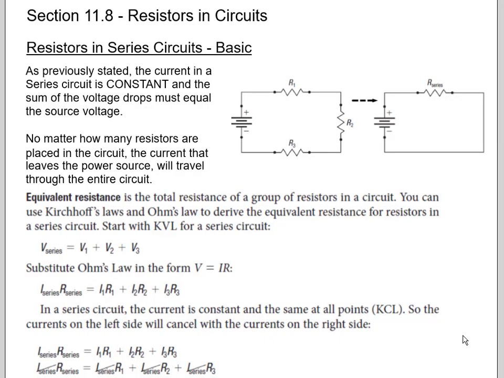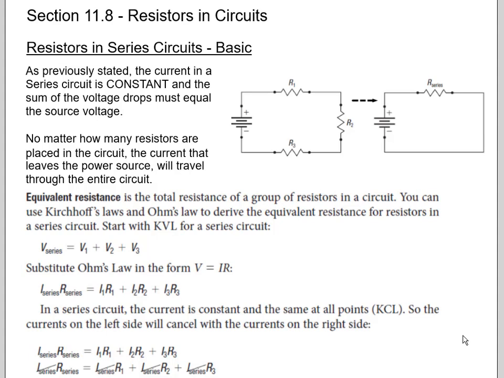Okay, resistors and circuits. So we've done voltage is the driving force, current is the flow of electrons, resistance is how difficult it is to make electrons move down a wire. We've got Kirchhoff's laws for voltage and current that give us some guidelines on how they behave. And our second last step here is how do resistors behave when they are in a circuit.